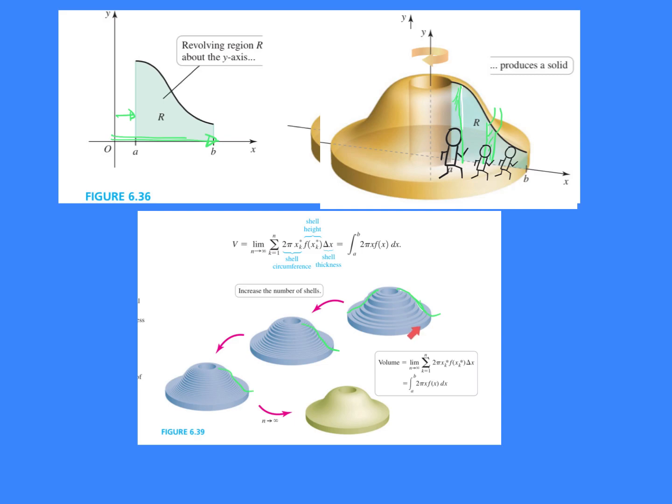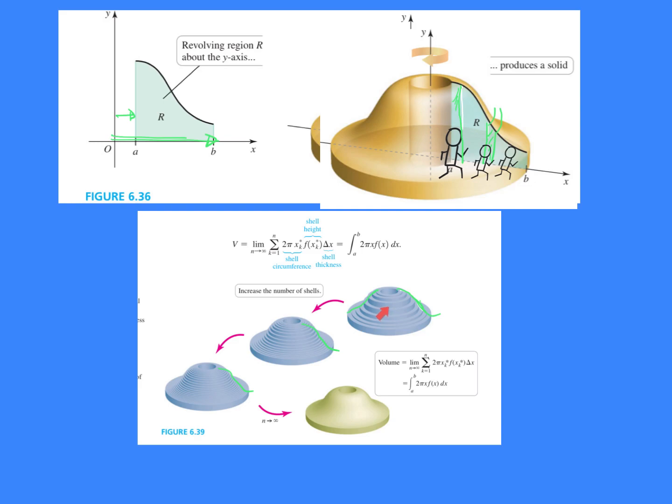So this is the first shell. This is the second shell. This is the third shell, the fourth shell, the fifth shell. The sixth shell, the seventh, but you split it in infinite shells, and what you sum is the sum of the volume of each shell. You sum the volume of infinite shells. So this is the expression.